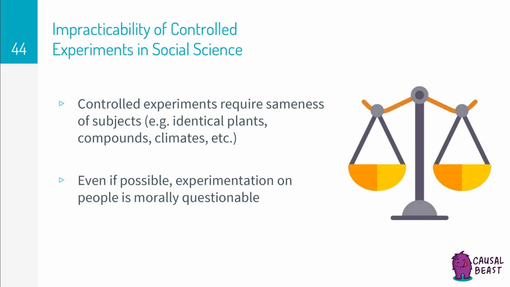Controlled experiments such as the one we covered earlier fundamentally require sameness of subjects, like identical plants, identical compounds and identical climates. However, this is impracticable in the setting of social science research. One big reason is that the subjects in social science are people, and we cannot replicate people like we can with plants, animals, molecules and chemical compounds. Furthermore, even if cloning people was not a morally reprehensible thing, experimentation on people is morally questionable. And as we will find out in a causal inference technique called randomized experiments, social scientists do actually experiment on people, but they do so after going through extensive checks to ensure that their experiments won't hurt people's lives.